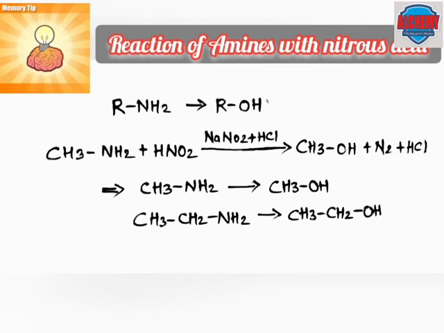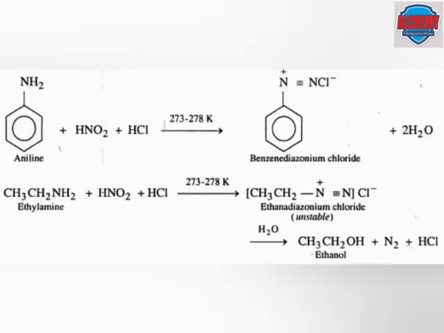The logic is very simple. The NH2 part changes to alcohol or OH. That is, RNH2 changes to ROH. Two examples are given here. Methanamine reacts with nitrous acid to form methanol. Similarly, ethanamine reacts with nitrous acid to form ethanol. In the case of aromatic amines like aniline, it is converted to benzene diazonium chloride, that is, a diazonium salt, which we will study in the later part of the video.